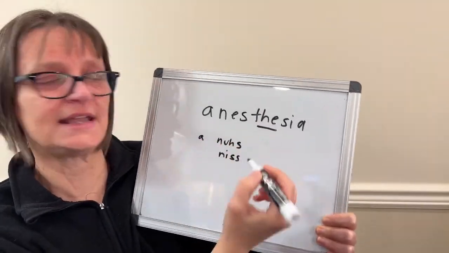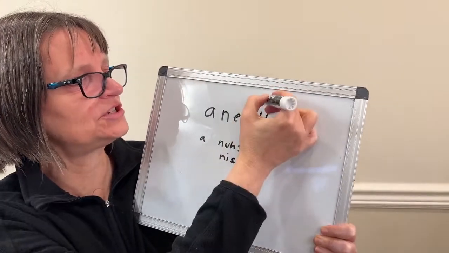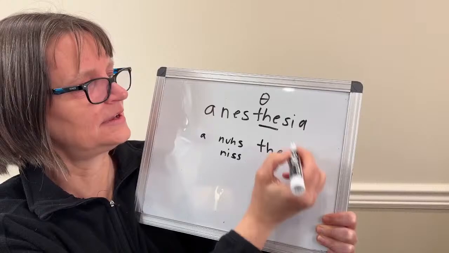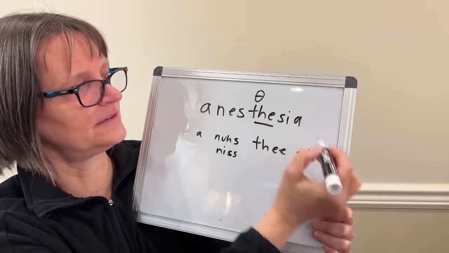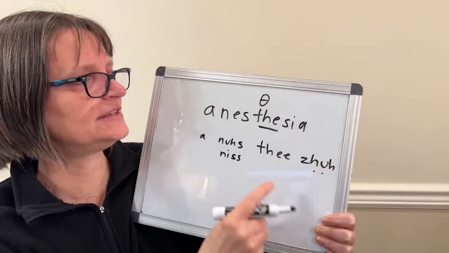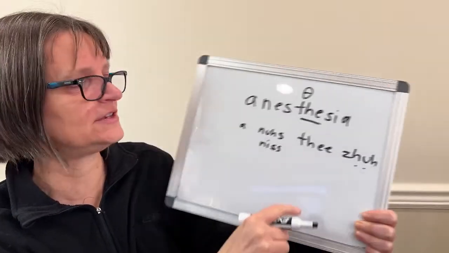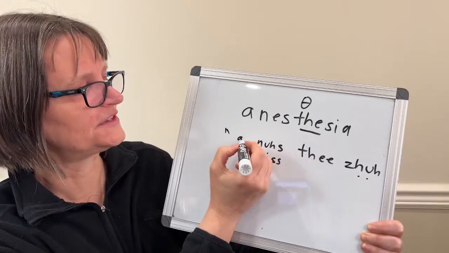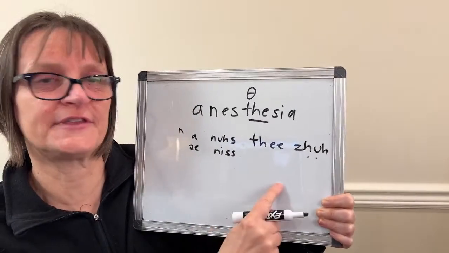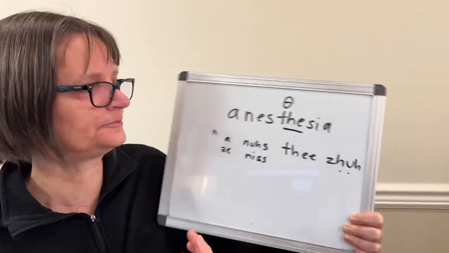And then we have our th sound, voiceless th here. Anesthe. The e sound, and then the j sound. One syllable, not zia, but j, not anesthesia, anesthesia. This is a like cat. So he went under anesthesia for the procedure.